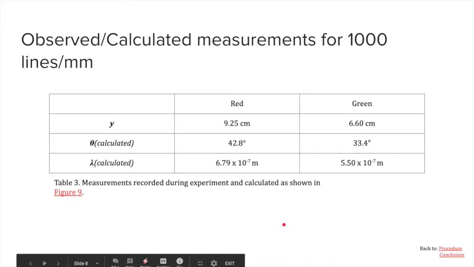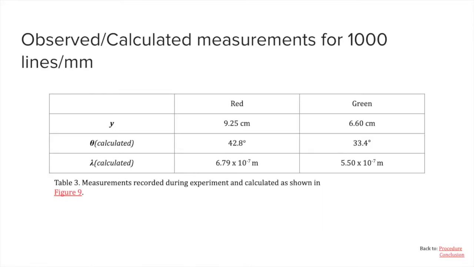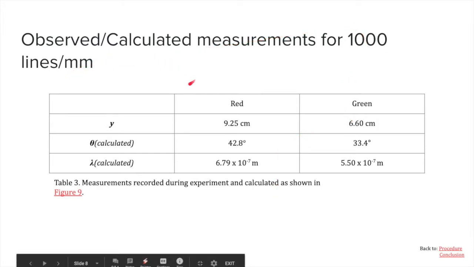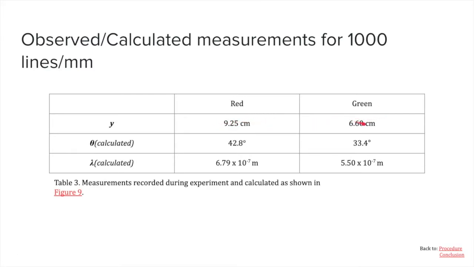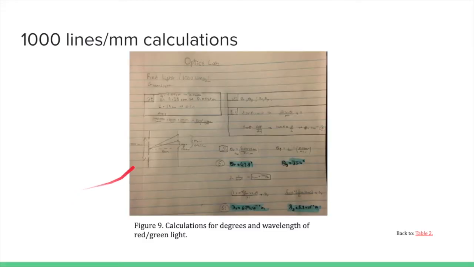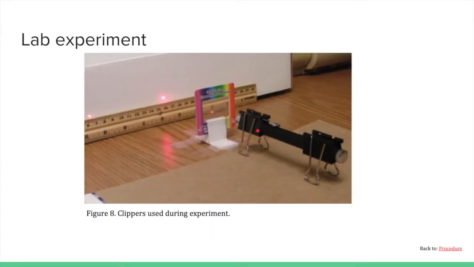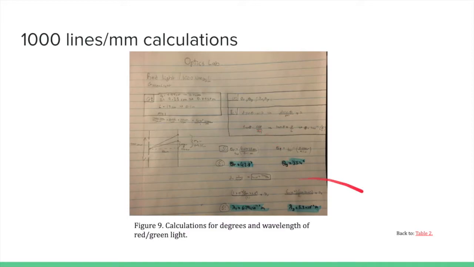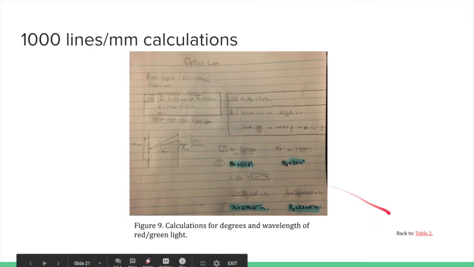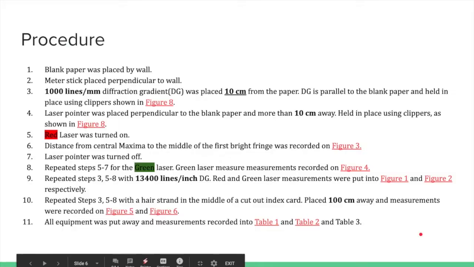So the calculations. From conducting an experiment on the 1000 lines per millimeter, we found all of these variables. So we measured this with just our pencils, and then we calculated this using these calculations. So using the equation from above and just the sine law, I think. Back to table 2. Let me just find where we were.